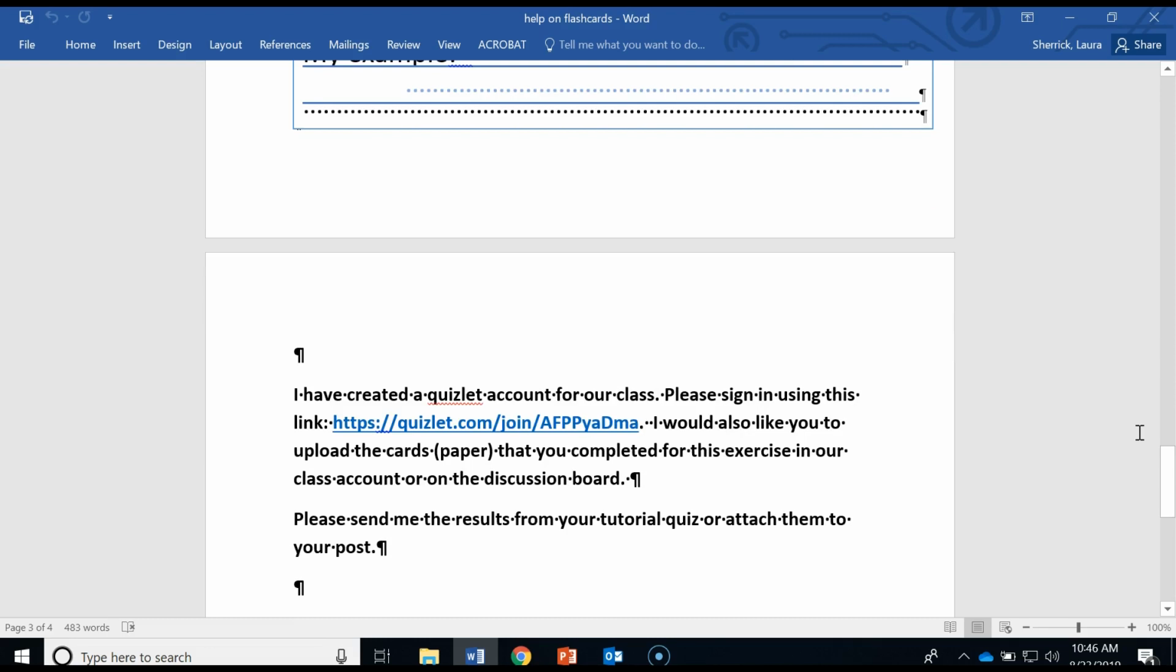Then the next thing is I have created a Quizlet account for our class. So if you would like to create or upload your cards to the Quizlet account, it would be very beneficial because then you could see the cards from the entire class. Some of you did use the Quizlet. On the Quizlet, I didn't see a whole lot that had the underlining and the numbering, which I would really like to see.